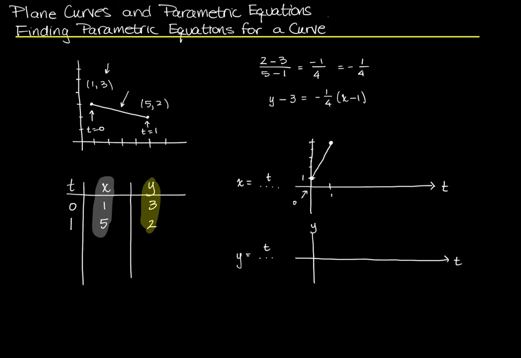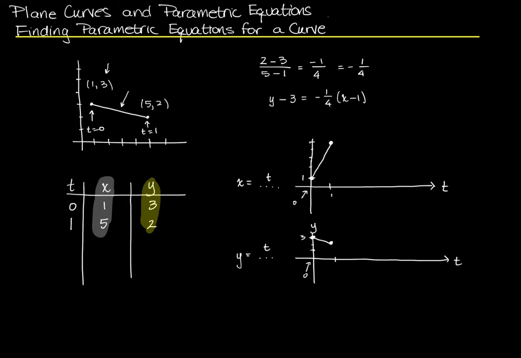So here, when t is 0, y is 3. So I have a point there. And when t is 1, y is 2. So I have a point there. And so now I can see graphically what the relationship between y and t is.